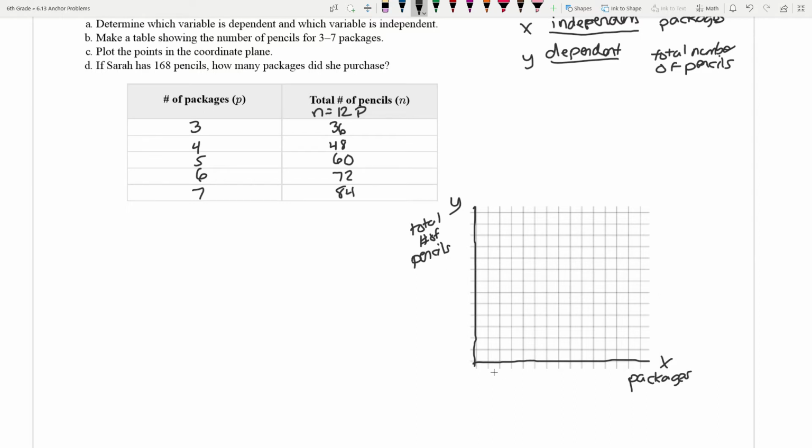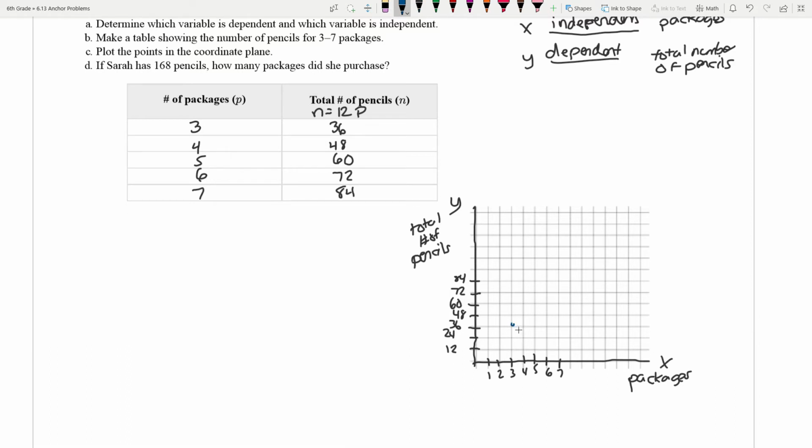And so if we just go 1, 2, 3, 4, 5, 6, 7 there. And since we're going up by 12s, let's just count by 12s going up. Just use your problem to help you set your scale. 12, 24, 36, 48, 60, 72, 84, and then plot the points on the graph.